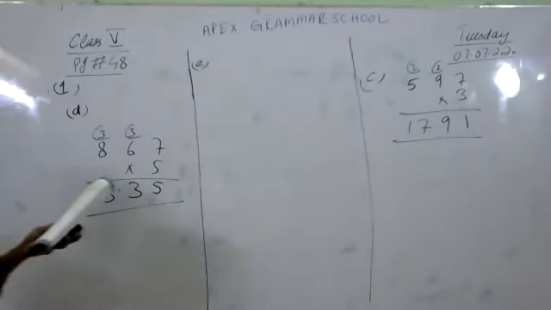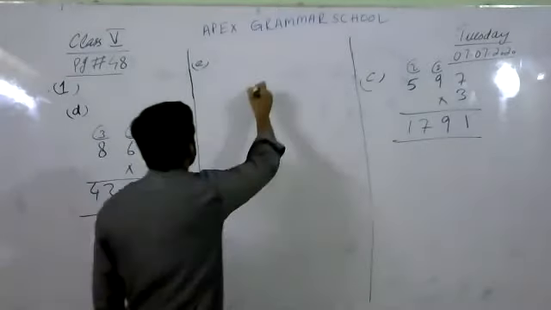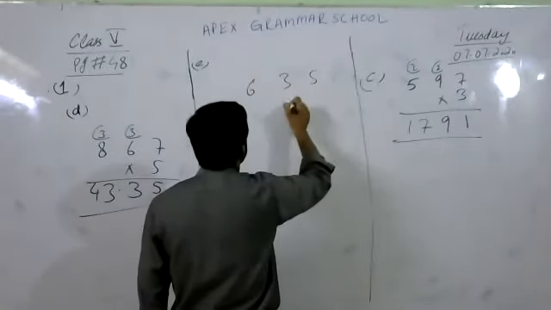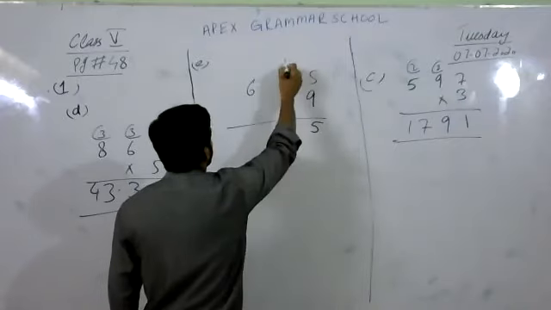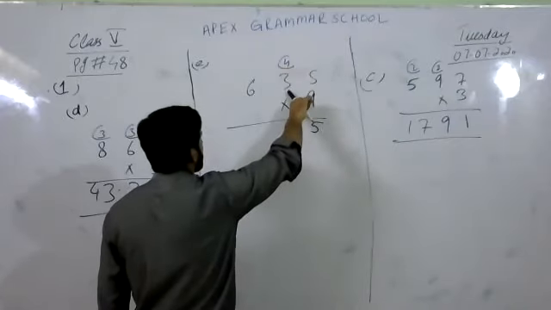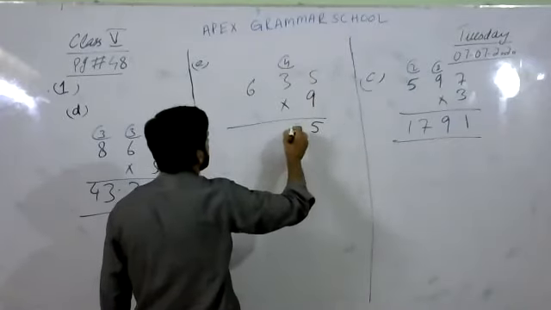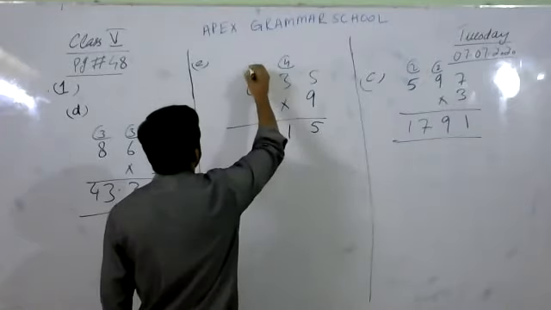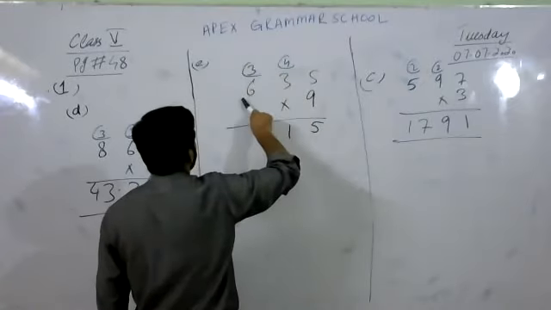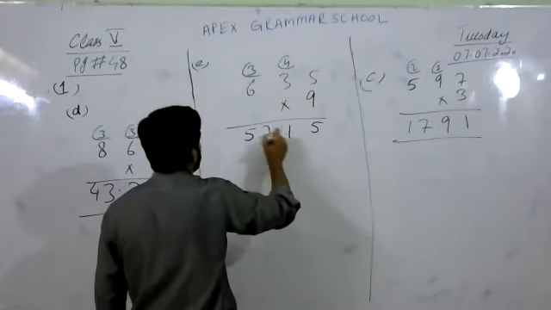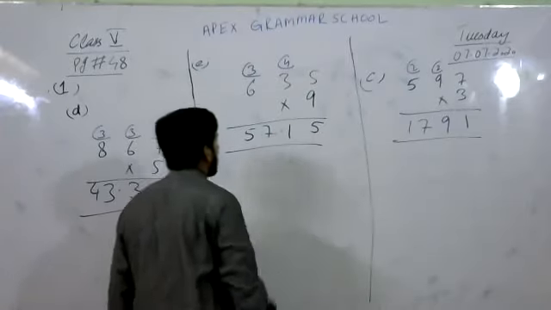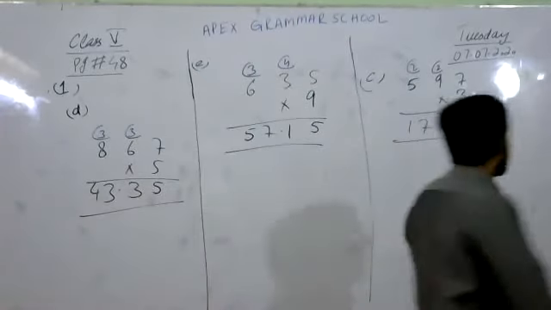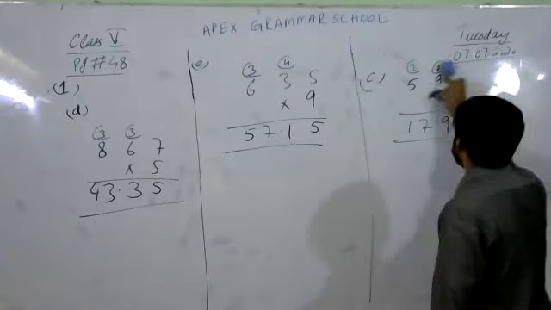E part is 6.35 into 9. 9 fives are 45, 4 carry. 9 threes are 27 and 4, 31. 3 carry. 9 sixes are 54 and 3, 57. Once again from the right side we have to count digits. Then we have to place the decimal point because in the question there are 2 digits after the decimal.